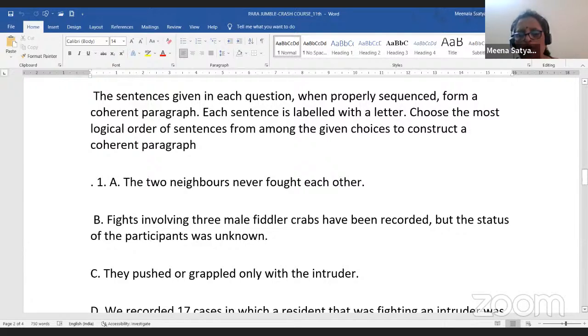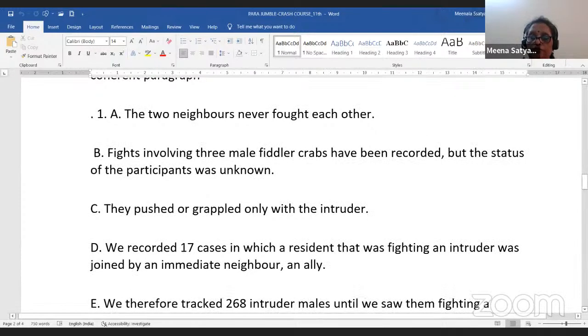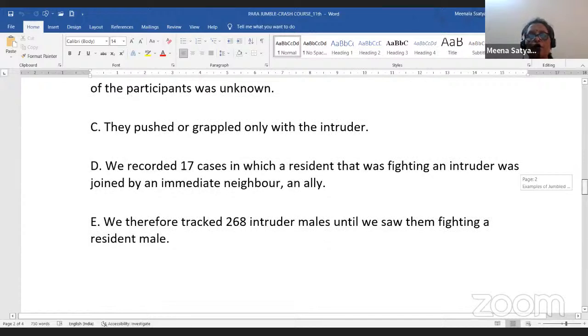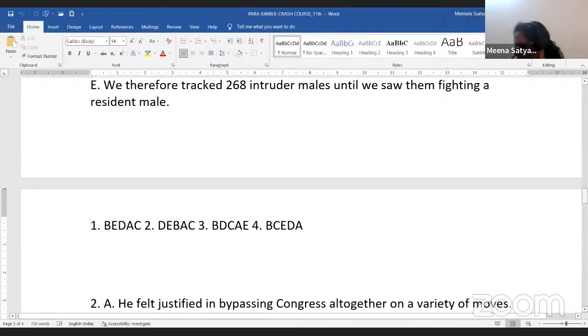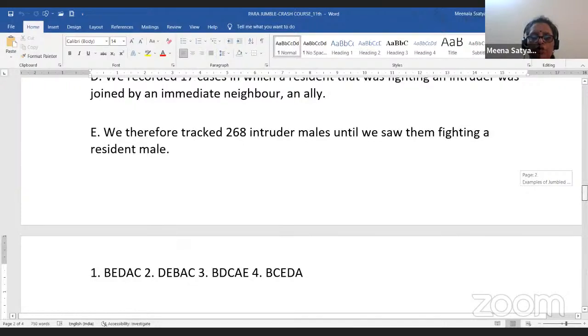The 2 neighbors never fought each other. Fights involving 3 male fiddler crabs have been recorded, but the status of the participants was unknown. They pushed or grappled only with the intruder. We recorded 17 cases in which a resident that was fighting an intruder was joined by an immediate neighbor and ally. We therefore tracked 268 intruder males until we saw them fighting a resident male. Now the options given: BEDAC, DEBAC, BDCAE, BCEDA. So let's see which one could be the right one.